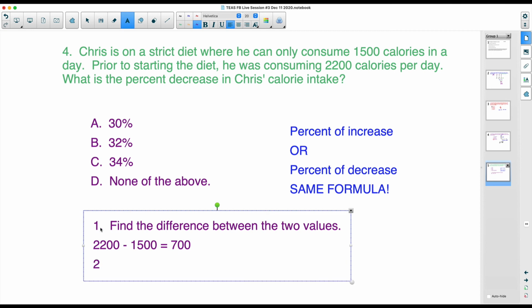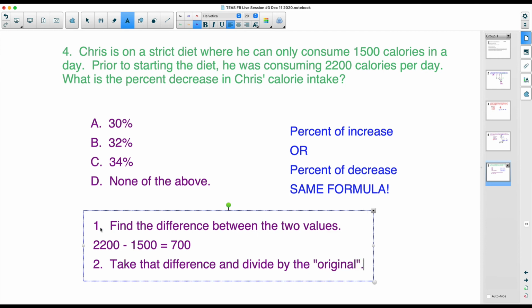Now, once you get that number, step number 2, take that difference and divide by the original. Here's where you have to be careful. The original is what it was before it changed. So the original in this case is the 2,200 because that's what he was doing prior to starting the diet. Take the difference, 700. We're going to divide that by 2,200.